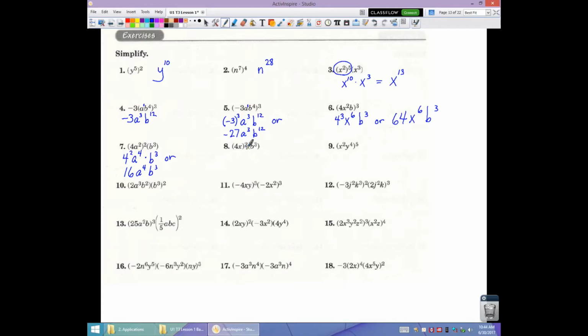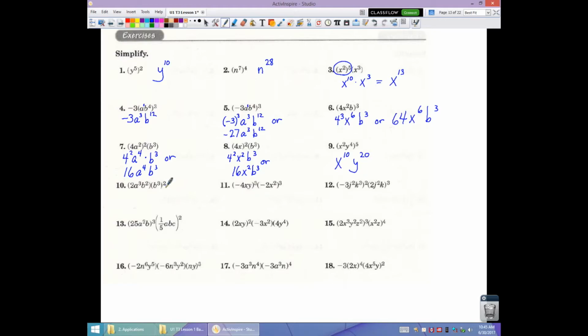Number 8, apply the power to a power. So 4 squared x squared b to the 3rd, or once again 16 x squared b to the 3rd. Number 9, power to a power. 5 applies to both of the powers inside, so that's x to the 10th, y to the 20th.